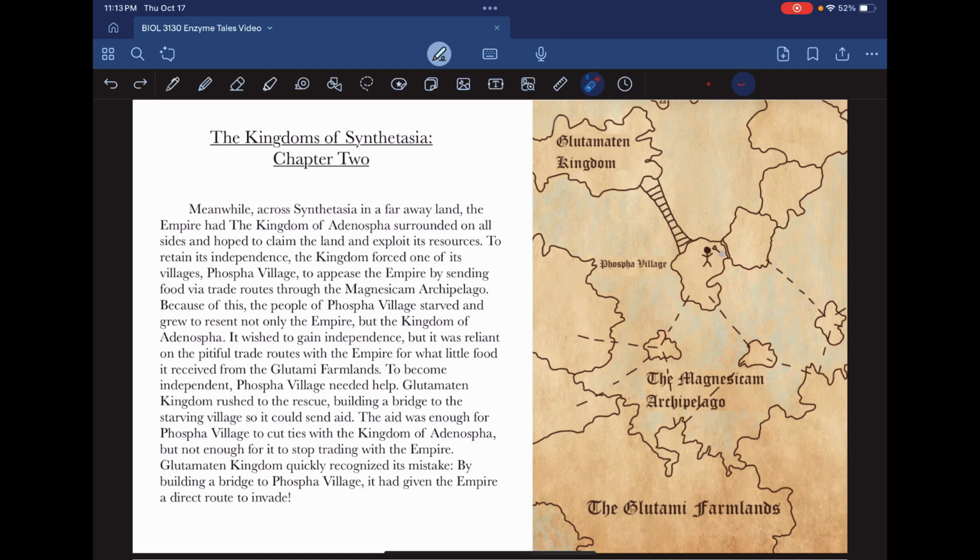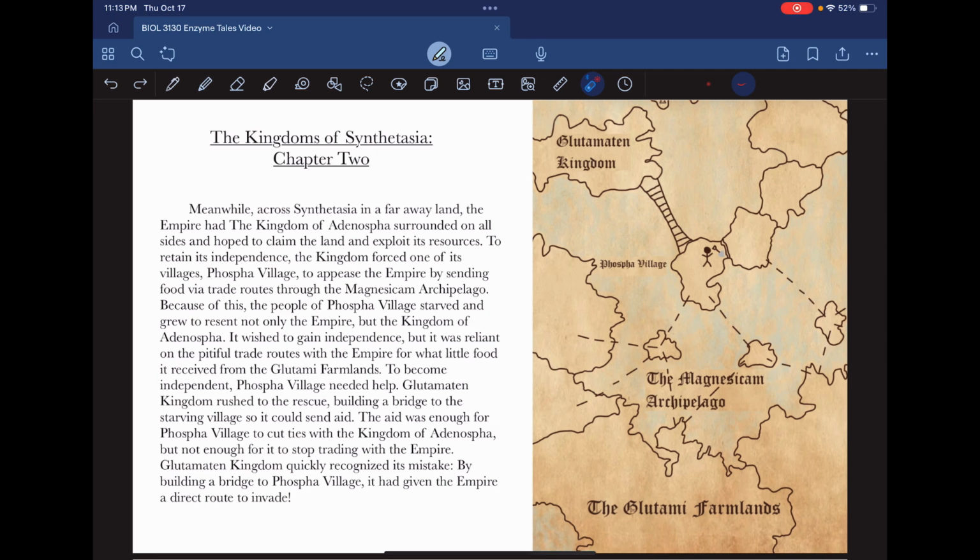Because of this, the people of Phosphor Village starved and grew to resent not only the empire but the kingdom of Adenospha. It wished to gain independence, but it was reliant on the pitiful trade routes with the empire for what little food it received from the Glutamine farmlands. To become independent, Phosphor Village needed help.